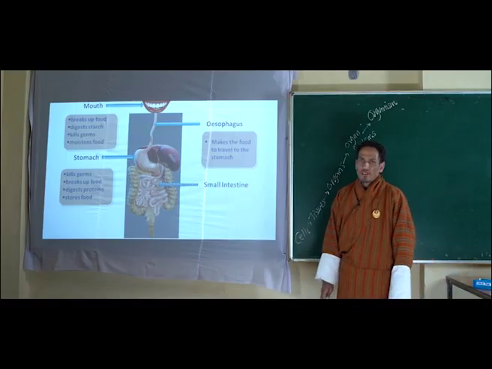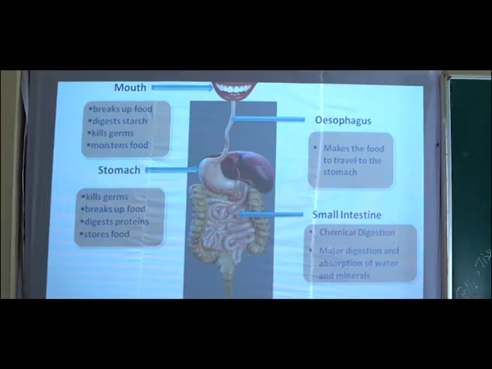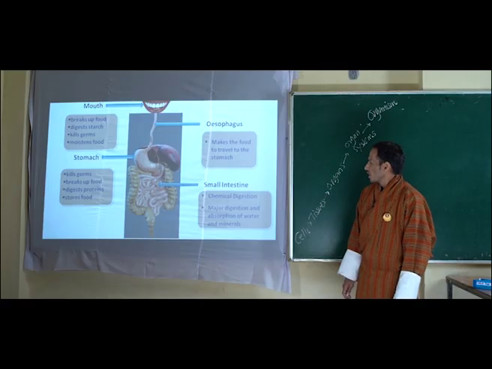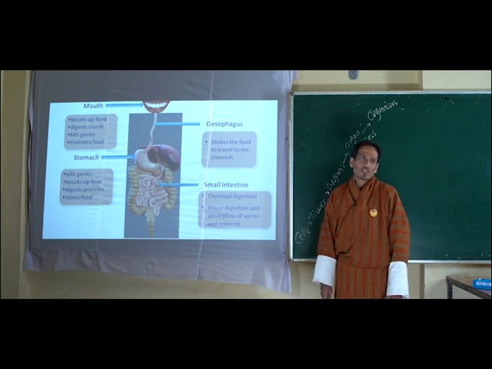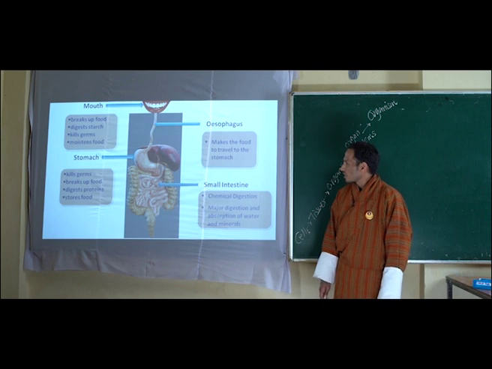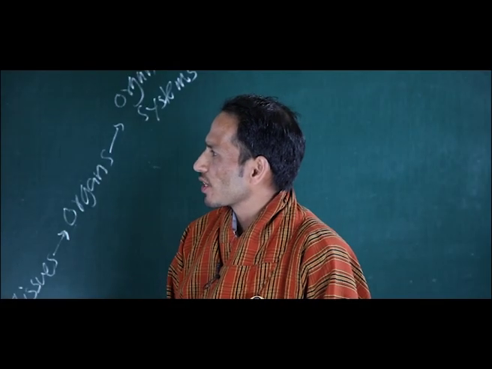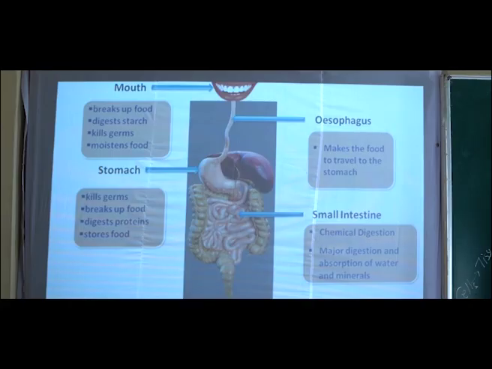And next one we have a small intestine. The small intestine, the major digestion and absorption happens in the small intestine. And small intestine itself secretes the digestive juice, and the digestive juice or digestive enzymes secreted by the pancreas and liver also go to the small intestine for digestion.